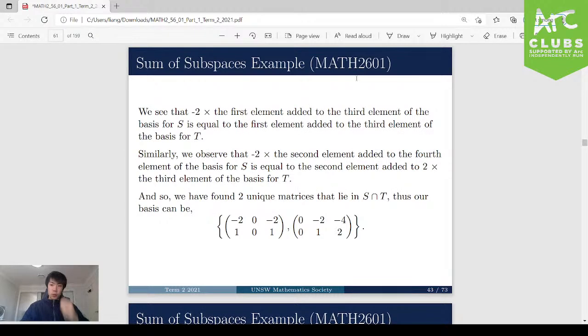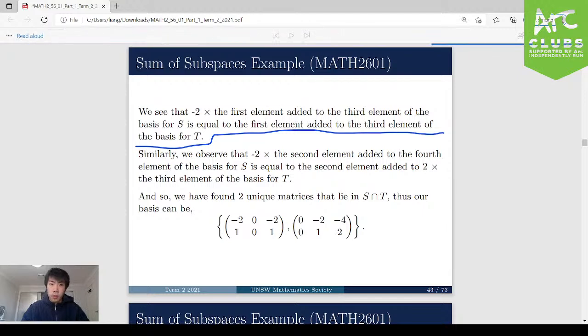If you go back to the previous slides, you would realize that -2 times the first matrix added to the third matrix of the basis for S is equal to the first element added to the third element of the basis of T. I'll just go through this very first one, and I'll leave the second one for you guys to check, because we're kind of running low on time here. So going back, we're looking at -2 of the first plus the third equals the first plus the third of T. So let's go back and have a look.